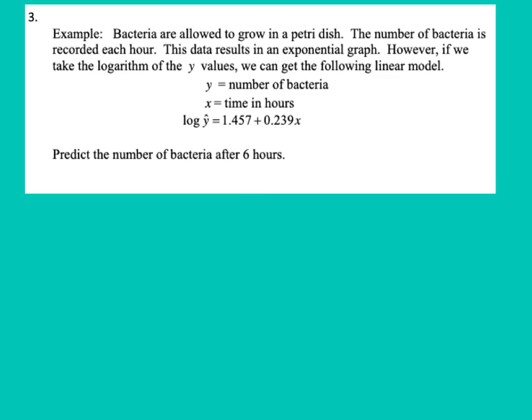In our third example, bacteria are allowed to grow in a petri dish. The number of bacteria is recorded each hour. This data results in an exponential graph. However, if we take the logarithm of the y values, we can get the following linear model. They've explained why they did it. They were able to straighten their data with this model, and we're going to predict the number of bacteria after 6 hours. So pause the video and see if you can do this one.